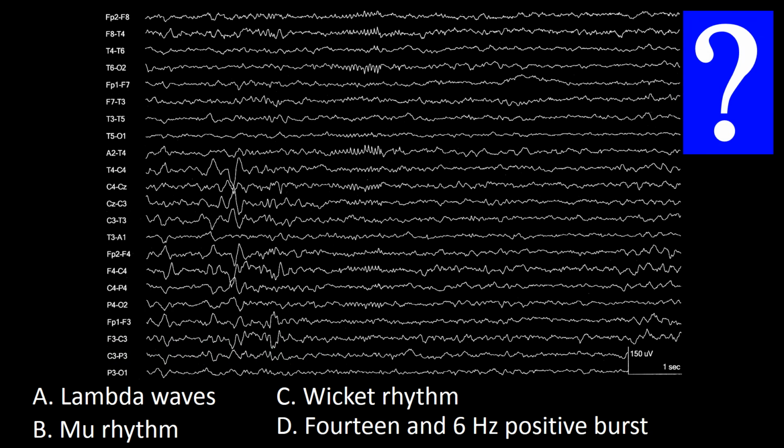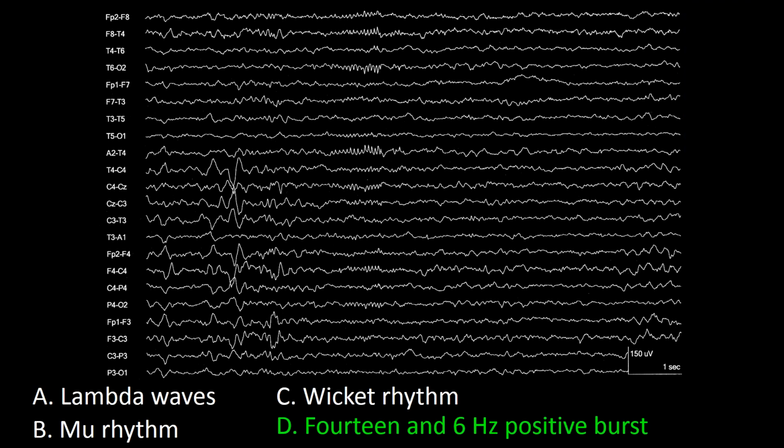Next question. Please look at this frame and analyze the epoch presented. Choose from the options below. A, lambda. B, mu rhythm. C, wicket rhythm. D, 14 and 6 Hertz positive burst. The answer is D.